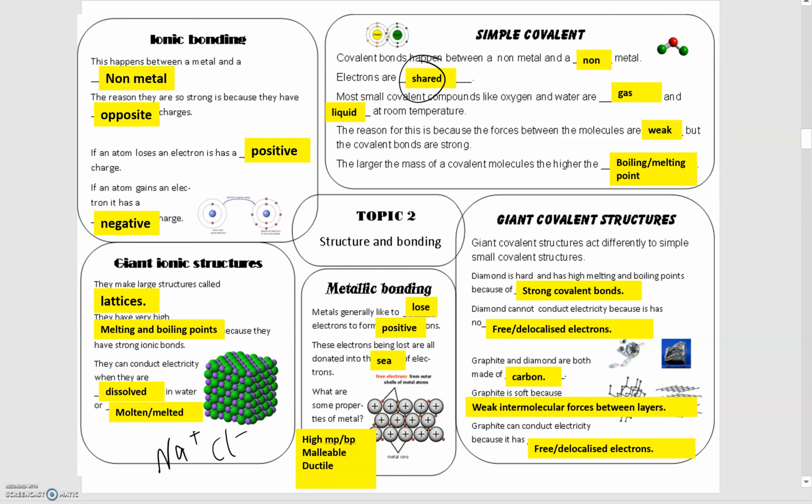And then finally, we have something called metallic bonding. Metallic bonding takes place within metals, and is described as a sea of electrons. Metals tend to lose electrons and gain a positive charge. These electrons are lost, like I said, in terms of a sea of electrons. Depending on what metal you have, that's the charge you'll have on this sea of electrons diagram. They tend to have a high melting and boiling point. They are ductile and malleable, which means they can be pulled into wires or put into different shapes.